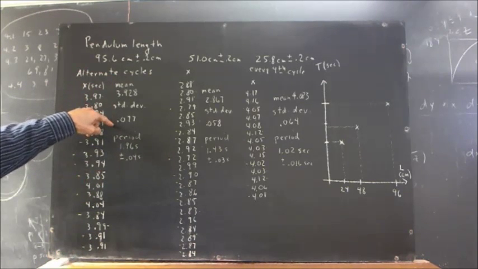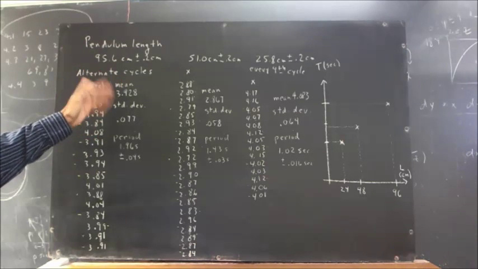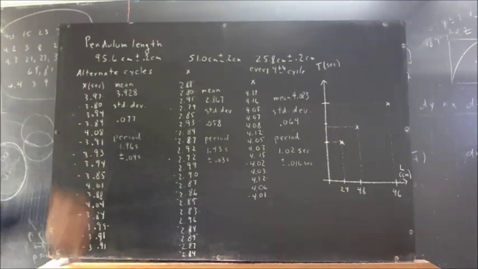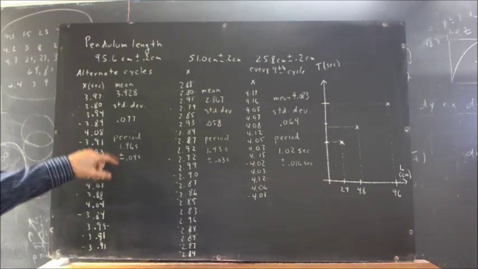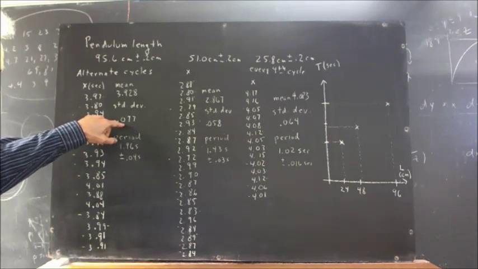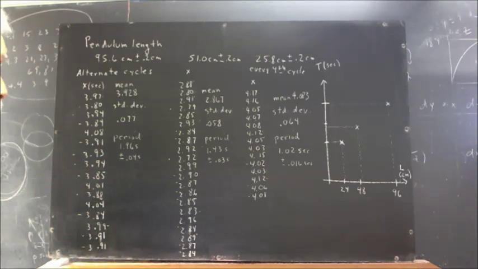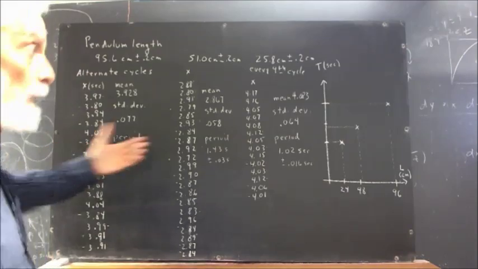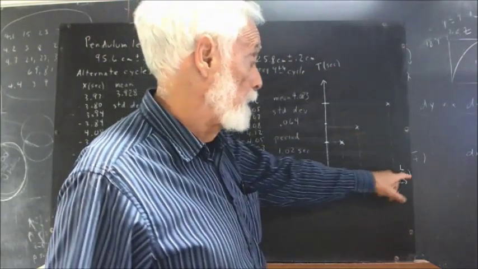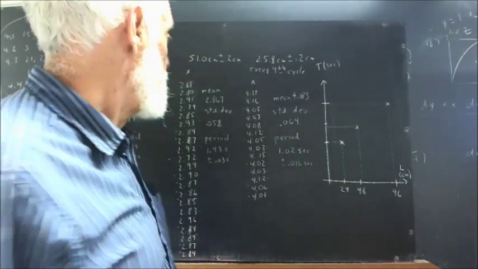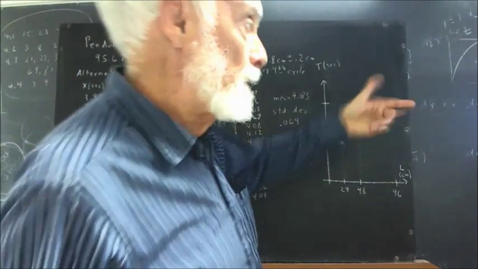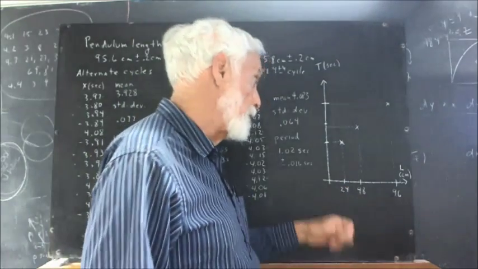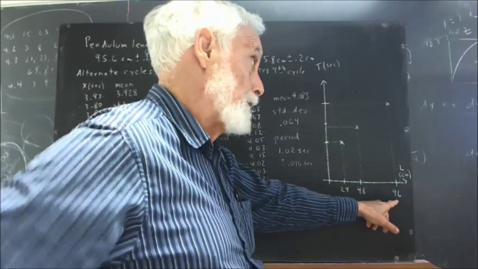We have this mean and standard deviation for two cycles. If we divide this in half, we get a 1.96 second period, plus or minus half of that standard deviation, plus or minus 0.04 seconds. Now I want to do a graph of the period in seconds versus the length in centimeters. This is about 96 centimeters, and that's just coincidental. I just hung the thing up there and measured it, and it came out real close to 96 centimeters.